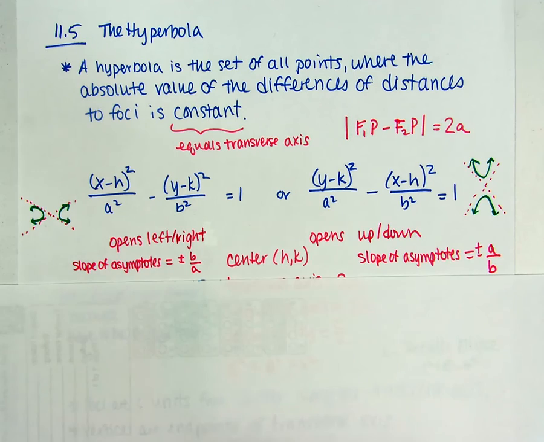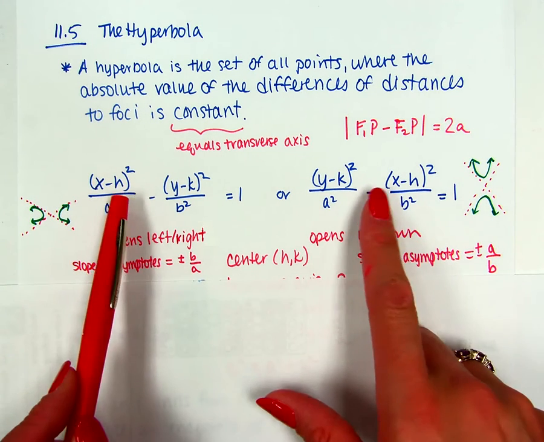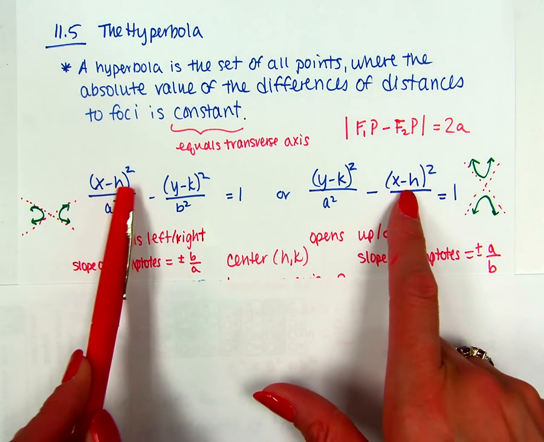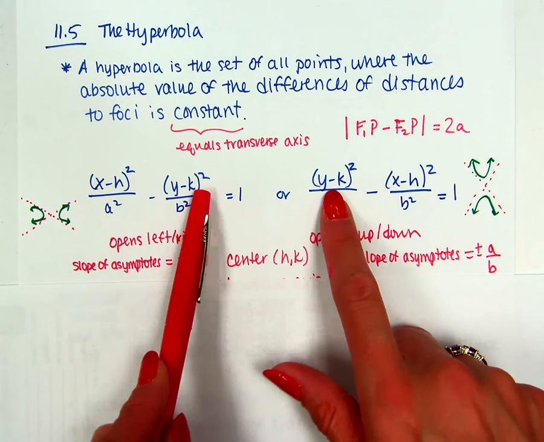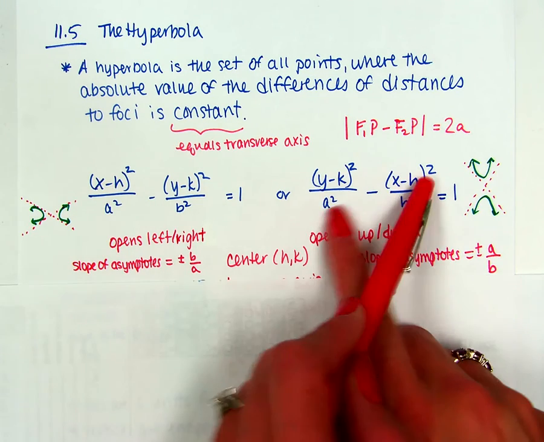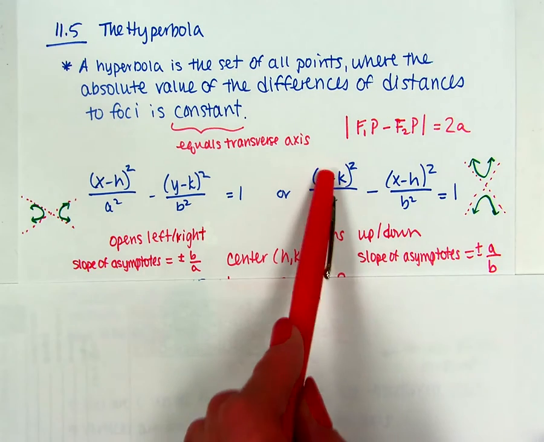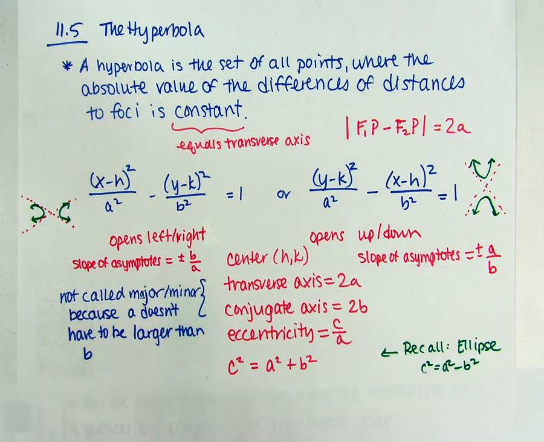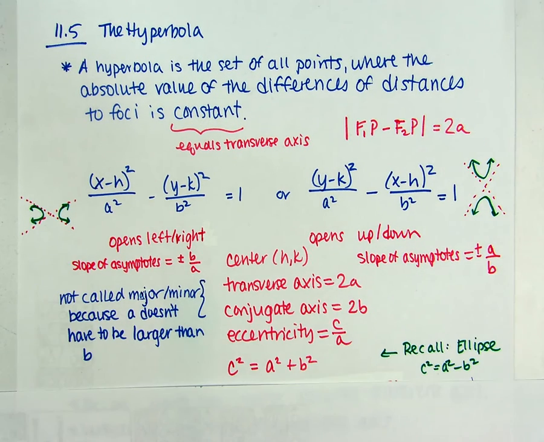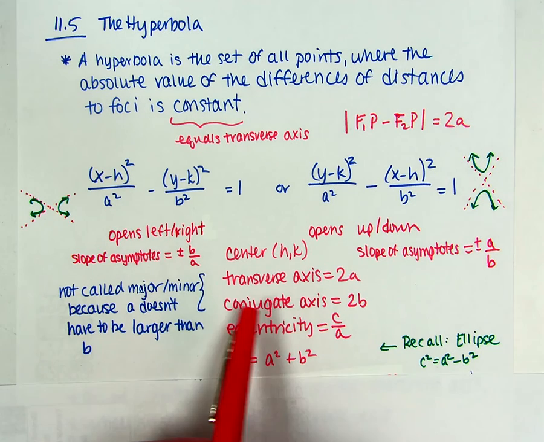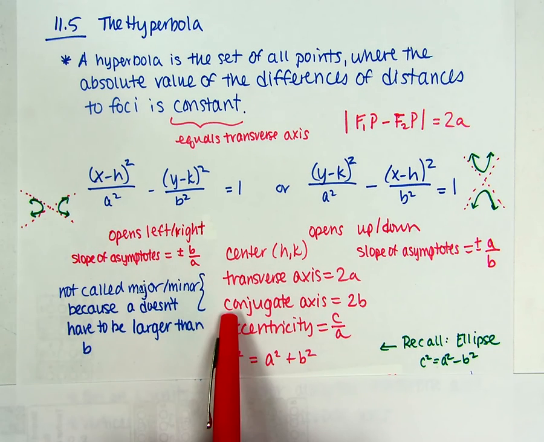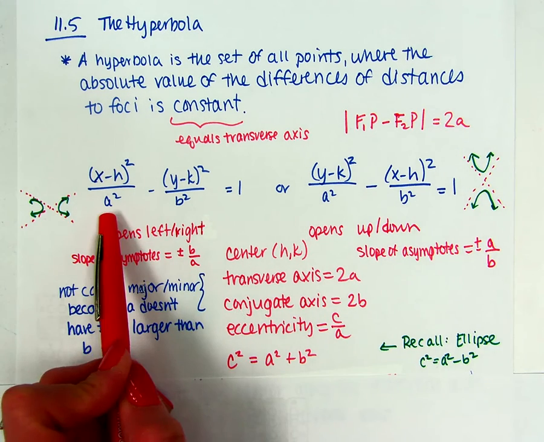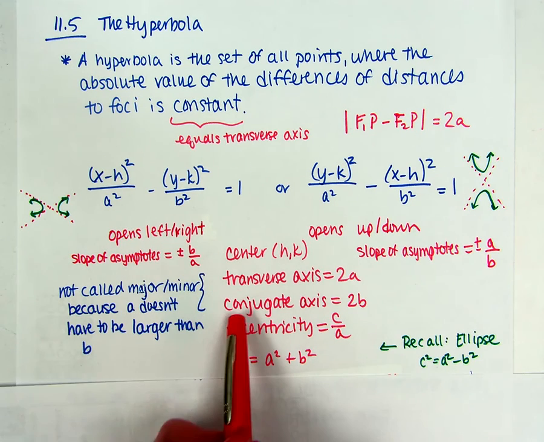All right, but just like anything else, the center is (h, k). Now notice that h is next to the x, and k is next to the y. So that's how it should be, but these are flip-flopped, because y came first. Everything else is pretty much the same as what we've done before. You have a transverse and conjugate axis, which is 2a and 2b. They're just not called major and minor.